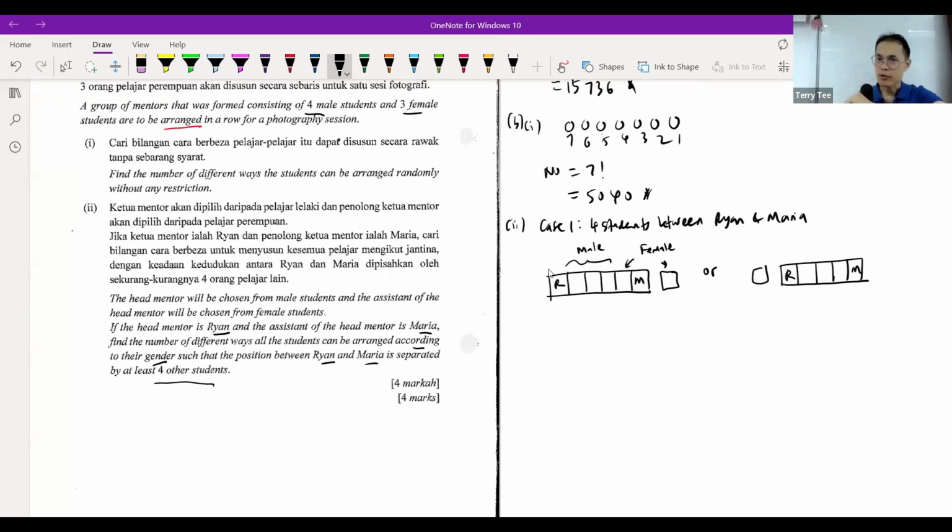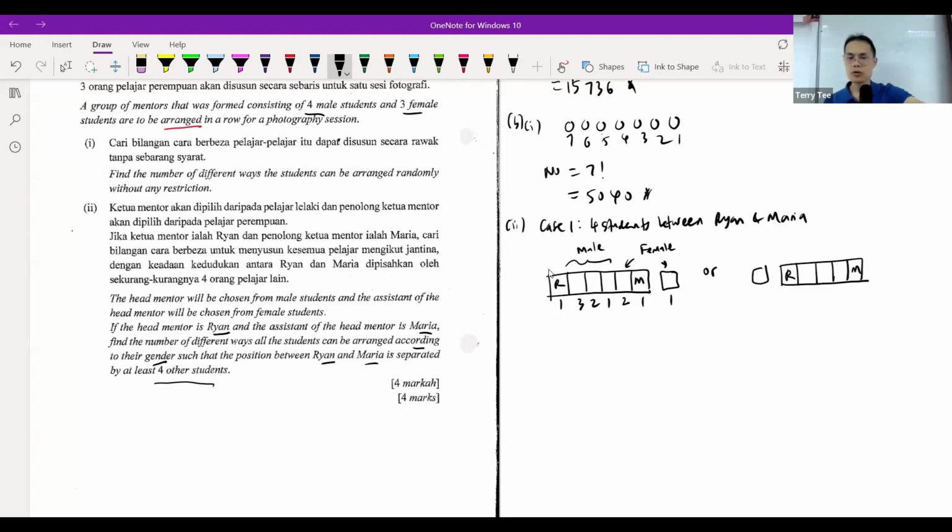So how many ways to put Ryan here? There's only one Ryan, I suppose. So it's one way. Maria is one way. So you don't have to write that. For male students, we got 3 others. So this is 3 to 1 or 3 factorial. For the female students, we have 2 others. So it's 2 times 1, 2 factorial.